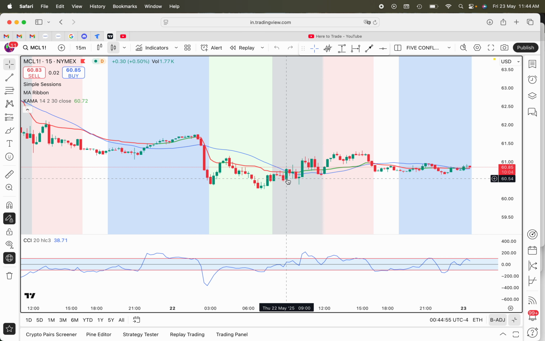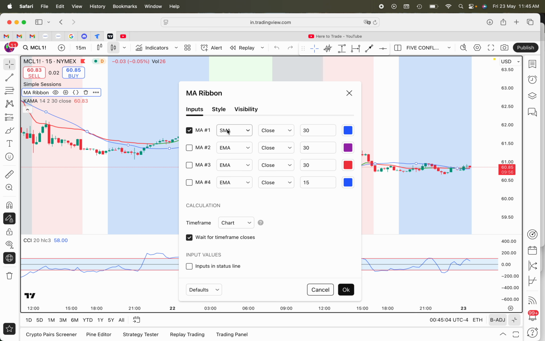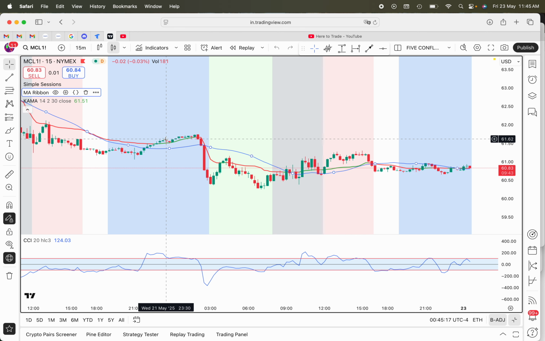This is a 15-minute chart of crude oil, and there's two, I guess, moving averages. The first one is the blue one, which is, if I can open it up, a 30 SMA. I use this MA ribbon because it has 4 EMAs. So the blue line is a 30 simple moving average, okay? And this other one that changes colour here is this.